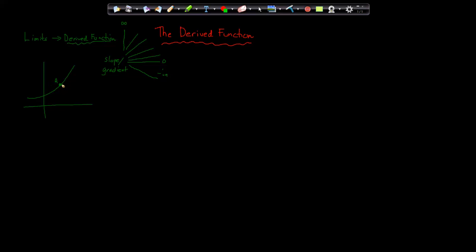So if I was interested in the gradient at that point, how do we measure gradient again? Well, if you recall from previous years' work, if I have a straight line, then I can measure the gradient in this way. Let's take a practical example here. Let's say this is the point 2, 4, and this happened to be the point here, let's say 5, 7.